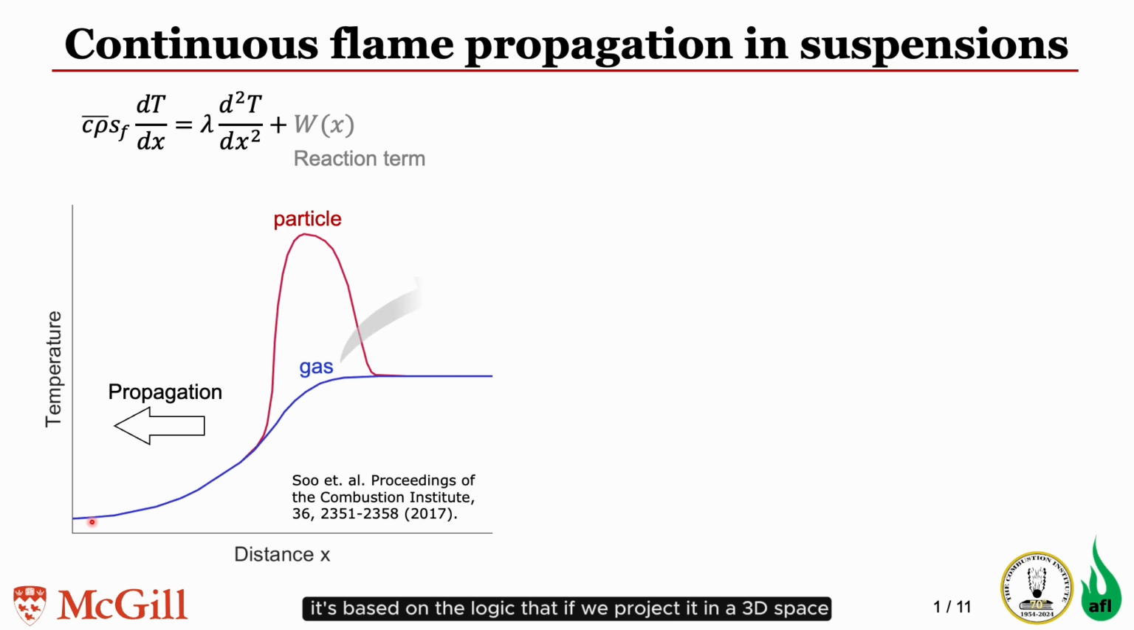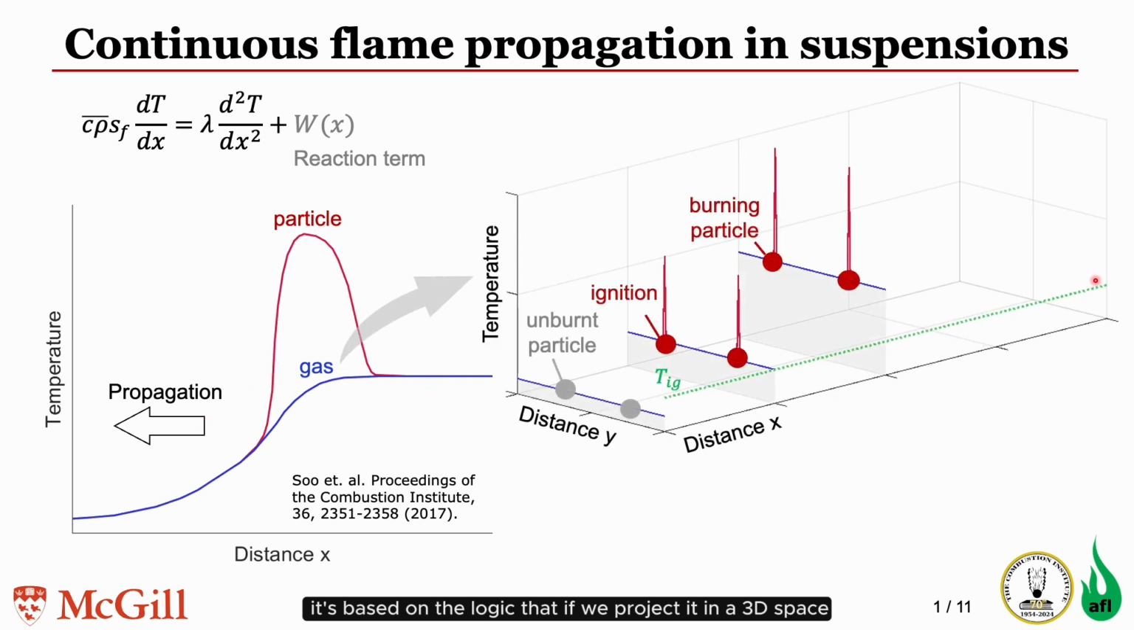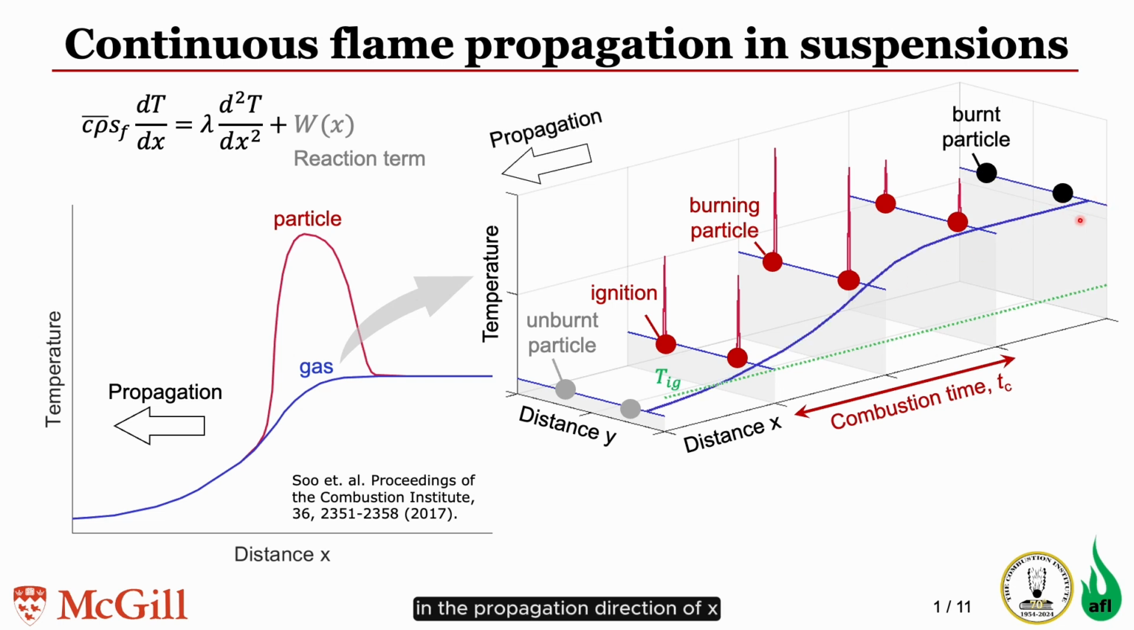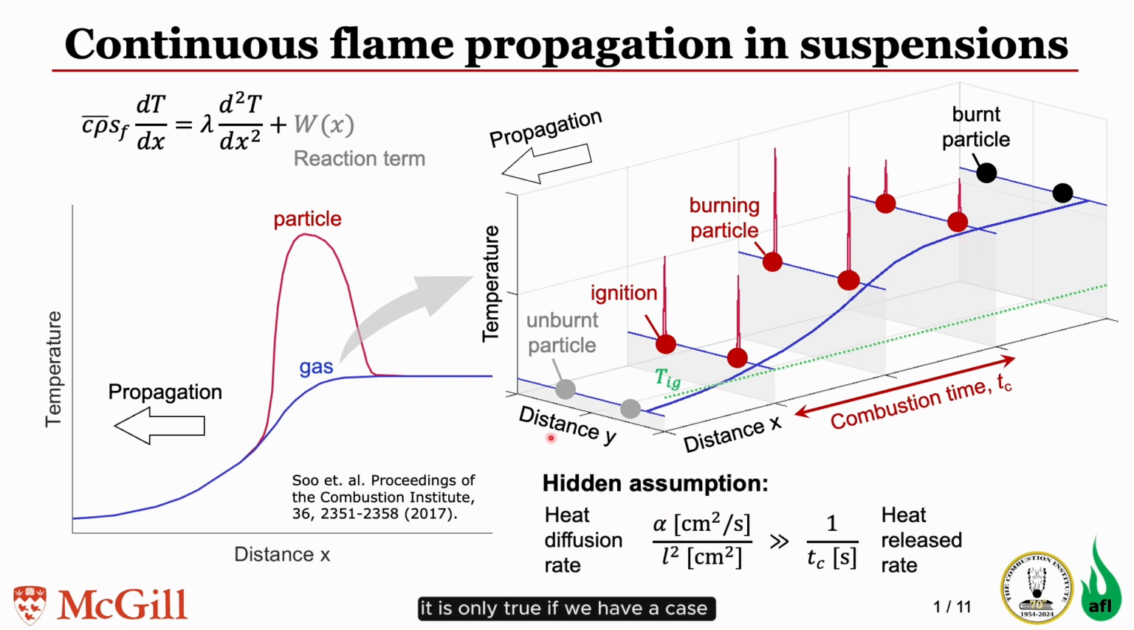It is based on the logic that if we project it in three-dimensional space, we will only see the temperature non-uniformity in the propagation direction of x. In other words, in the lateral direction of y, we will see uniform temperature. But this temperature profile comes with a very huge hidden assumption. It is only true if we have a case where the heat diffusion rate is a lot faster compared to the heat release rate of the burning particle. And this is normally how the pre-existing literature models the metal combustion for non-volatile fuels.